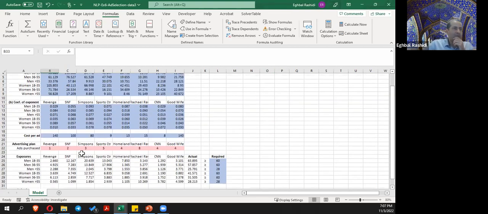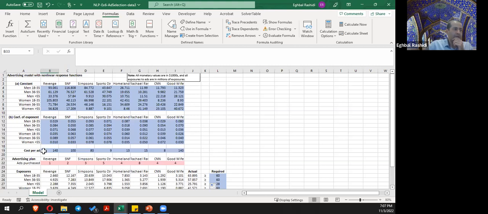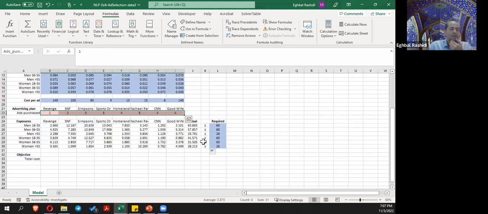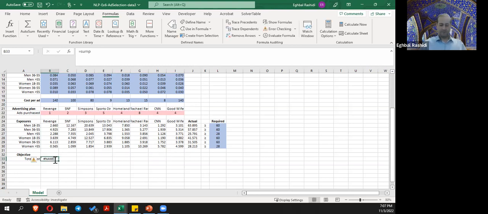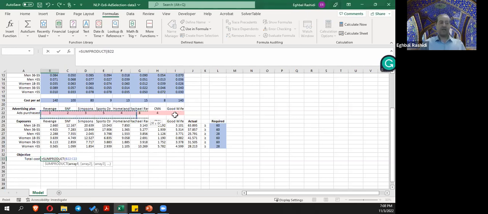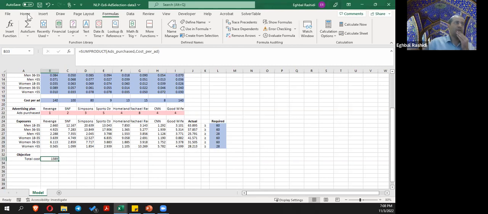Okay, so do we have everything? We have the cost function here, the cost values, our ad plan here, which is our distribution variable. We need the constraints for the required exposure for each demographic group, and we need the objective function, which is the total cost. So the total cost is just going to be the sumproduct of our decision variable, which is our advertising plan, and the cost of running ads on the program. So right now, this is going to be my output.